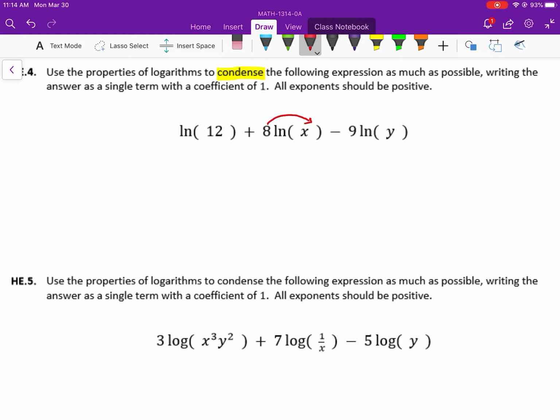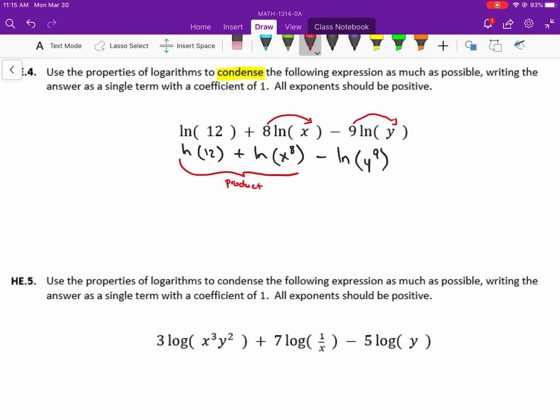Now, the thing about condensing is you always want to take care of the power property first. So this 8 needs to go back onto that x as an exponent, and this 9 needs to go back on that y as an exponent as well. Alright, so let's write out that part first. So we have ln of 12 plus ln of x to the 8th power minus ln of y to the 9th power. Again, first and foremost, always take care of your power property first when you are condensing.